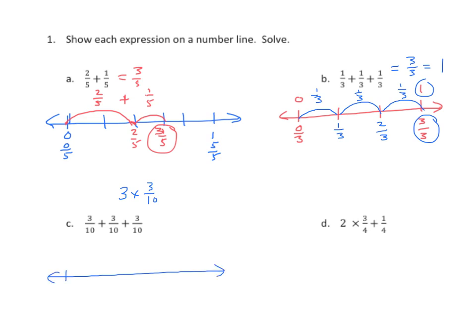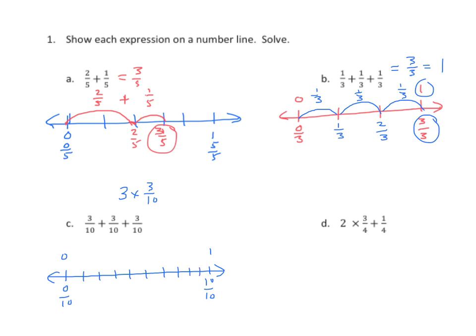I'll start with 0/10. We'll go to 10/10. We can label the whole values above, 0 and 1. Now, since I have tenths, I need to make 10 equal parts between the 0 and the 1. So in order to do that, I need to make 9 of these hash marks. Hopefully I can make it fairly even. 1, 2, 3, 4, 5, 6, 7, 8, 9. Not too bad.